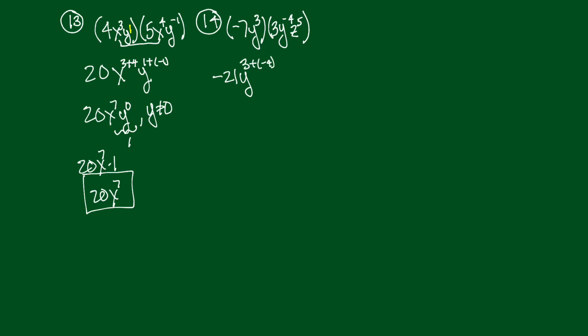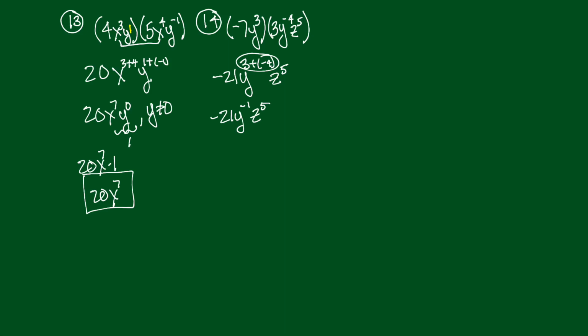And then there's no z's here, but there's a z here. So I'm just going to get that z to the 5th. All right, we could just take care of this one. We'll have negative 21, y to the, okay, now this is 3 plus negative 4. That's a negative 1, z to the 5th.